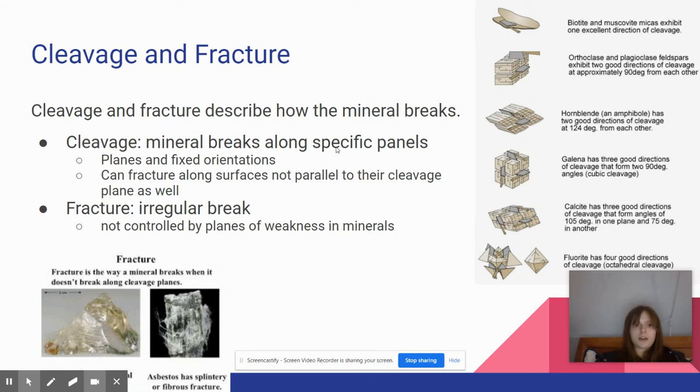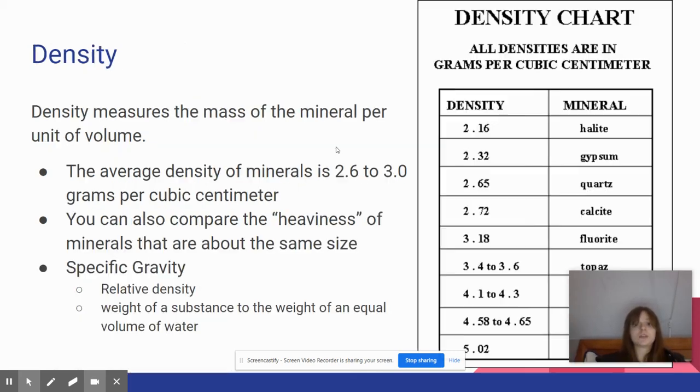We have cleavage and fracture, which describes how a mineral breaks. Cleavage happens when a mineral breaks along specific planes. These have fixed orientations. They can also fracture along surfaces not parallel to their cleavage plane as well. Fracture happens when there is an irregular break. These are not controlled by planes of weakness in the minerals. Below we have an example of a fracture, and to the right we have many different examples of cleavage.